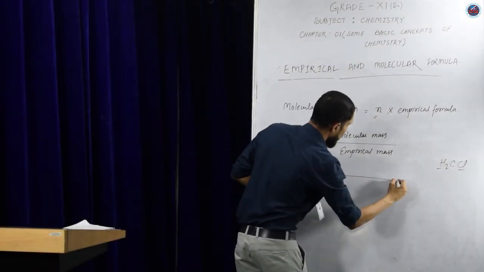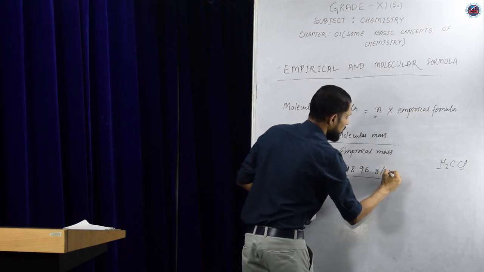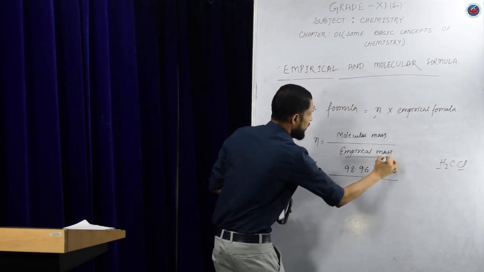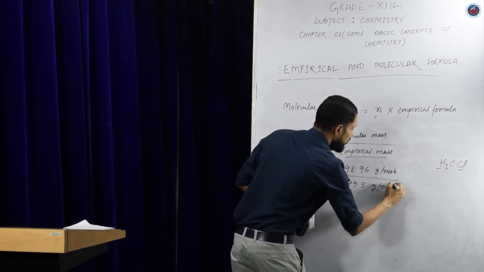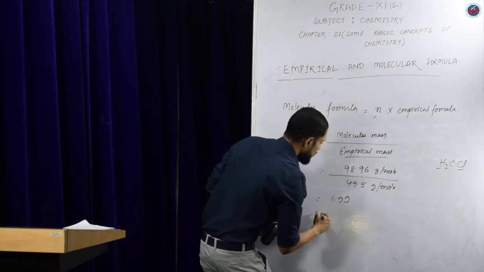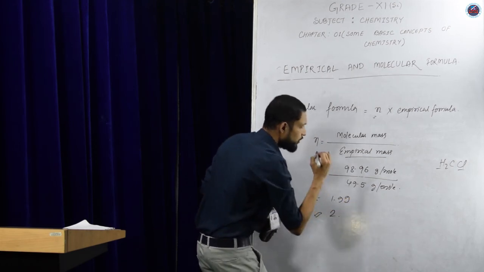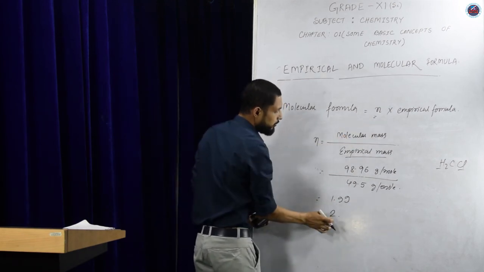So molecular mass is 98.96 gram per mole. Empirical mass is 49.5 gram per mole. So if you simplify, you'll get 1.99, which is almost equal to 2. So the value of N is equal to 2.